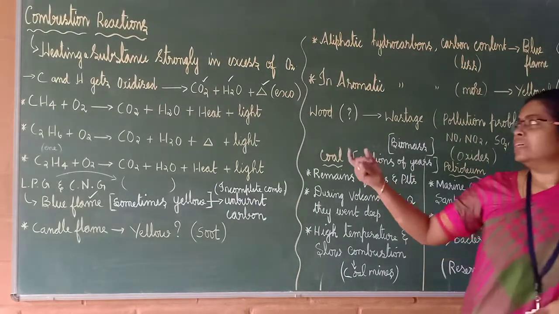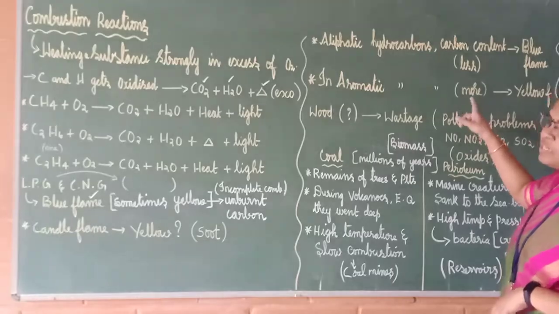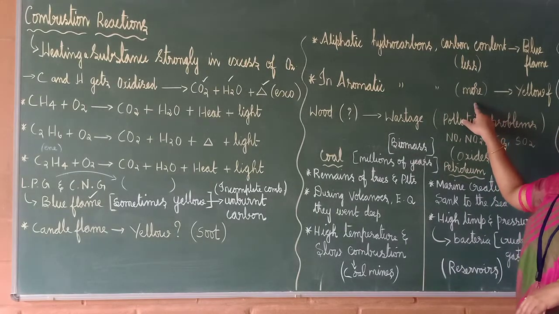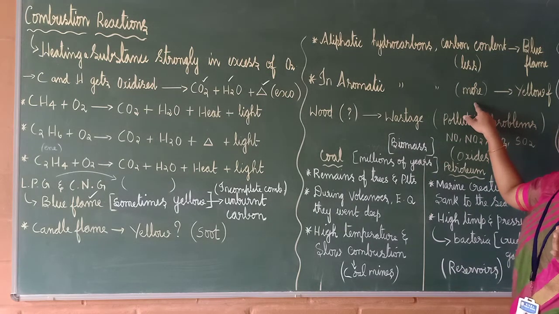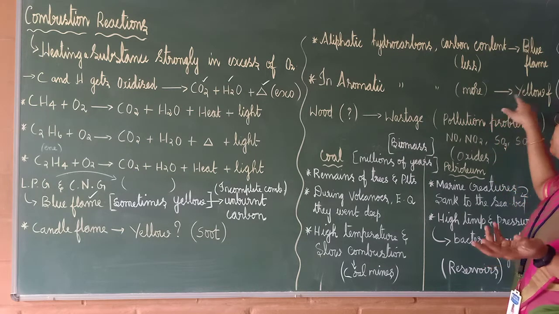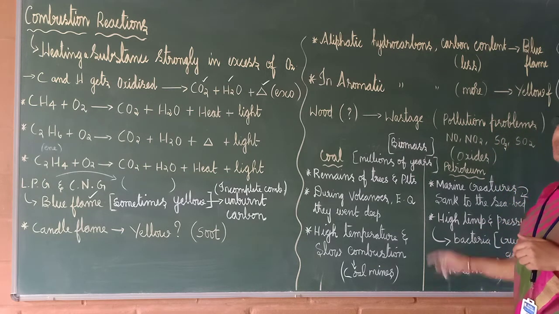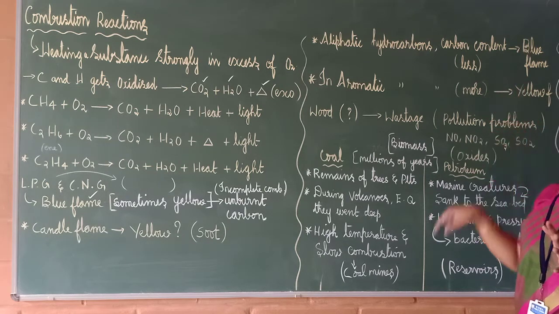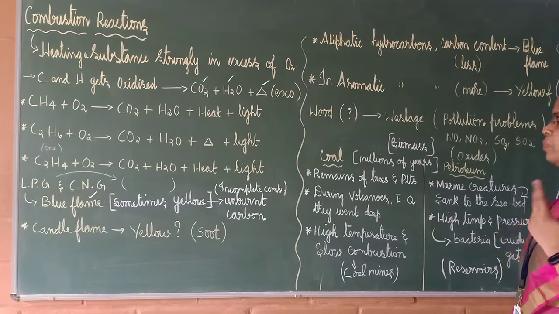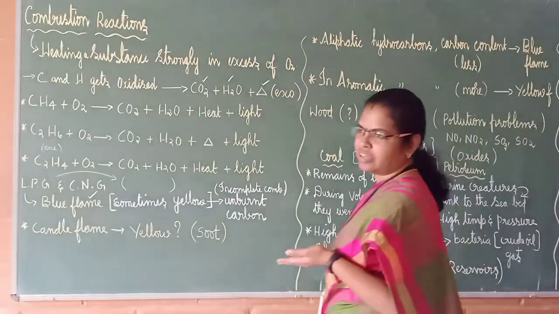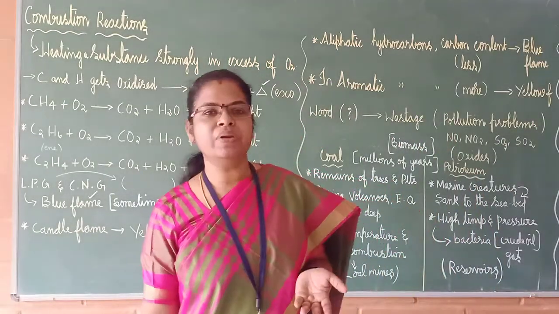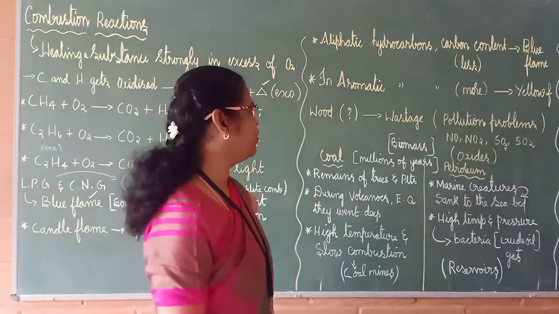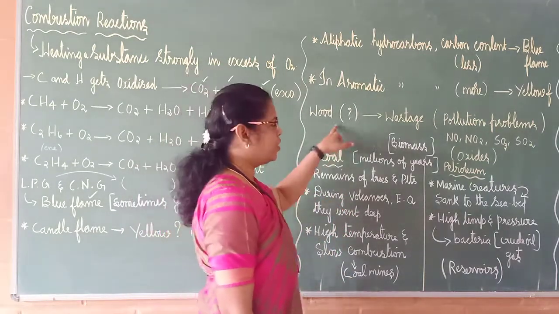But in the other case, in aromatic hydrocarbons, the carbon content will be more, so it will not be able to burn the whole thing. So it is incomplete combustion and you will get a yellow color flame. This is one difference between blue flame and yellow flame. If complete combustion takes place, you will get a blue color flame, and if it is incomplete, it will give which color flame? Yellow color flame.